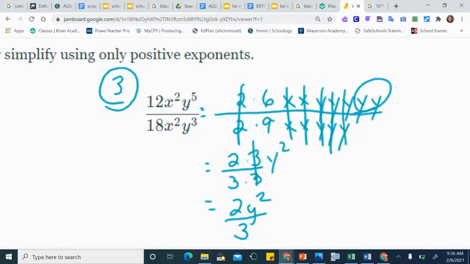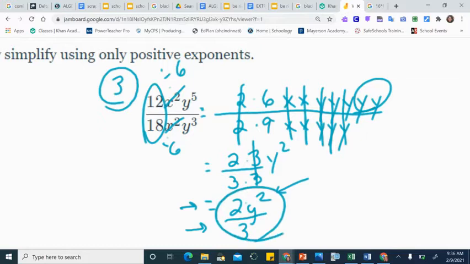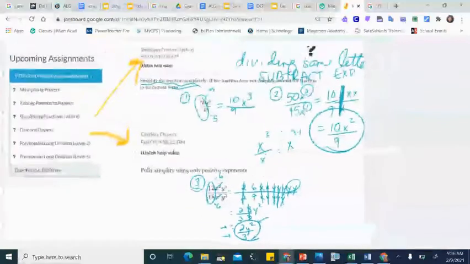Now, short version, the biggest factor these both have in common is 6. Divide the top and bottom by 6. You get 2 and 3, right? x squared and x squared completely cancel out. 5 minus 3 is this 2 right there. Okay, so there's that quick reminder.